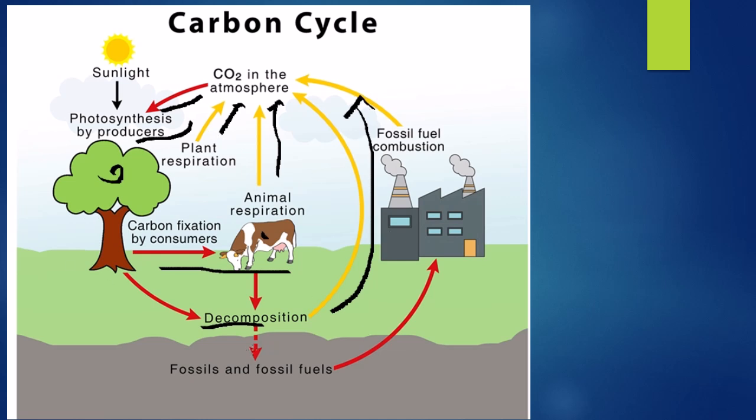Where we're changing the cycle is with the fossil fuels here. When we dig up fossil fuels and we burn them, we release extra CO2 to the atmosphere outside the normal cycle. And this is more CO2 than our producers can use. Therefore, the amount of CO2 in the atmosphere, and hence in our seawater, is increasing.